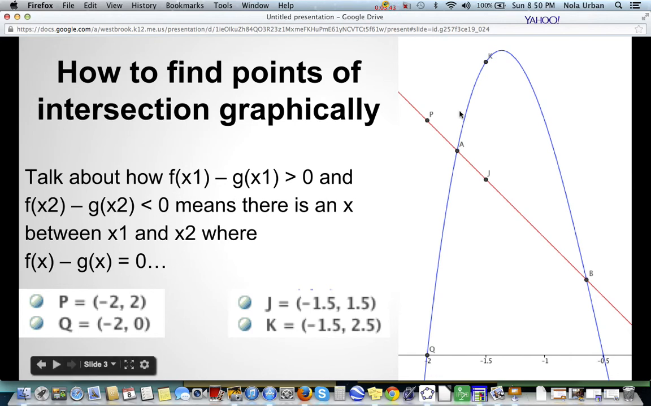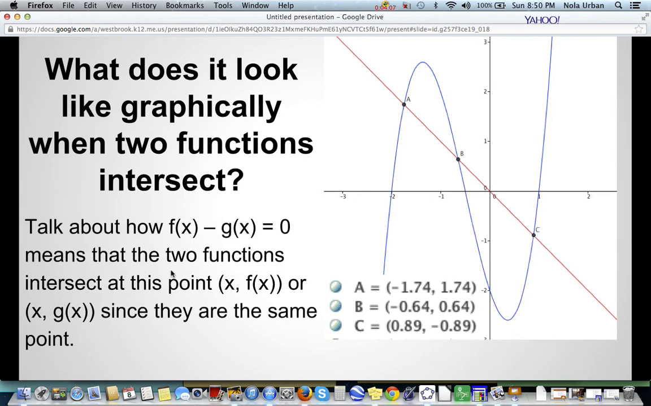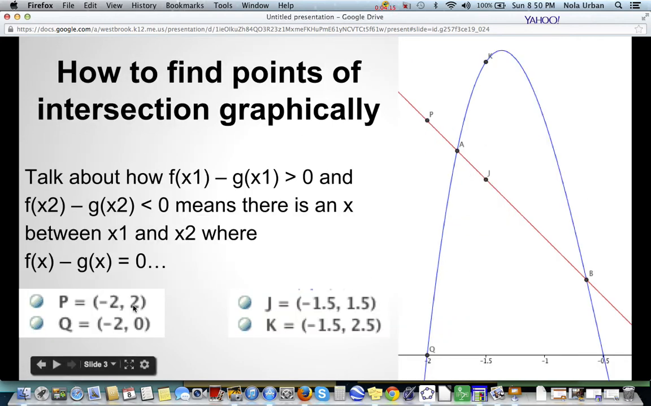And so here when I subtracted, I got a positive. Here when I subtracted, I got a negative, and that tells me that there must be a 0 in between a positive and a negative number. So there is an x between my x1, which I called negative 2, and my x2, which I called negative 1.5, where the difference in the functions is 0, so I have an intersection point. If I go back to the previous slide, we notice that that intersection point happens when x is negative 1.74. So here you can see that negative 1.74 is between my x-coordinate of negative 2 and my x-coordinate of negative 1.5.